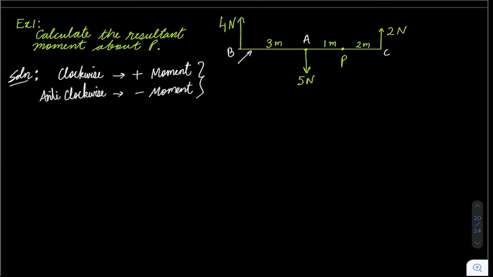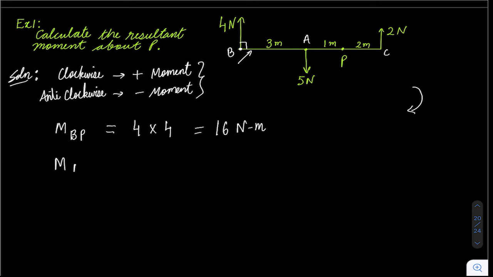First let's find the moment of the force that is acting at B. Now this is 4 Newtons and the perpendicular distance between P and B is 4. So the moment of B at P will be 4 times 4, and the direction will be, this is my force, it will try to turn like this. So this is my clockwise direction, so I will take this as positive. So 16 Newton meters.